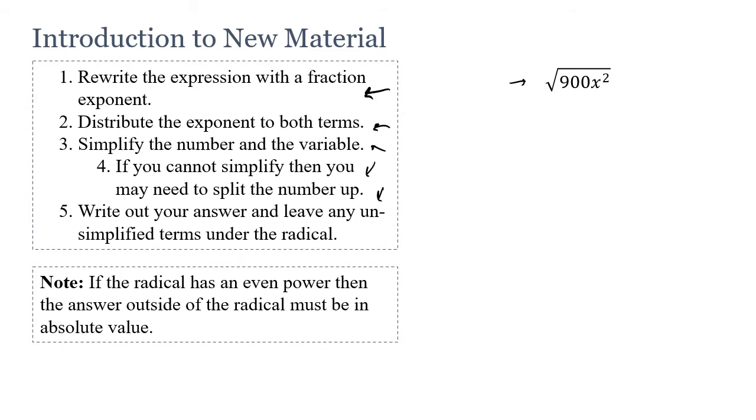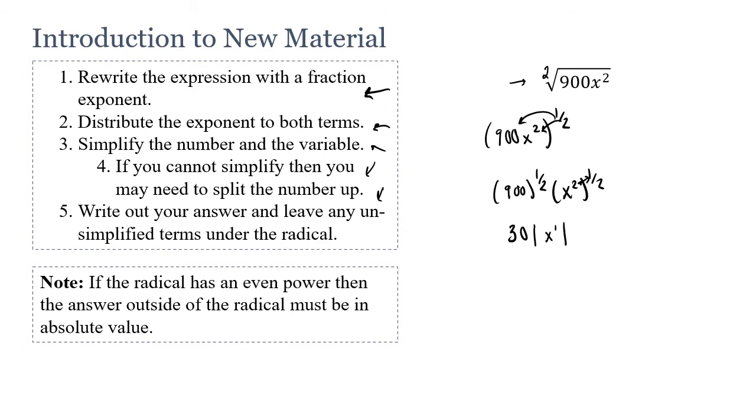Step 1 says rewrite the expression with a fractional exponent. So this is really square root with a 2, so I can rewrite that as 900x squared to the 1/2. All right, step 2, distribute the exponent to both terms. So I'm going to distribute that to 900 and distribute this to x squared. So I'm going to get 900 to the 1/2 and then x squared to the 1/2. Now 900 to the 1/2 is equal to 30. And x squared to the 1/2, well, we just multiply these two things. 2 times 1/2 is a whole number, that's 1. And so I'm going to write it like this.